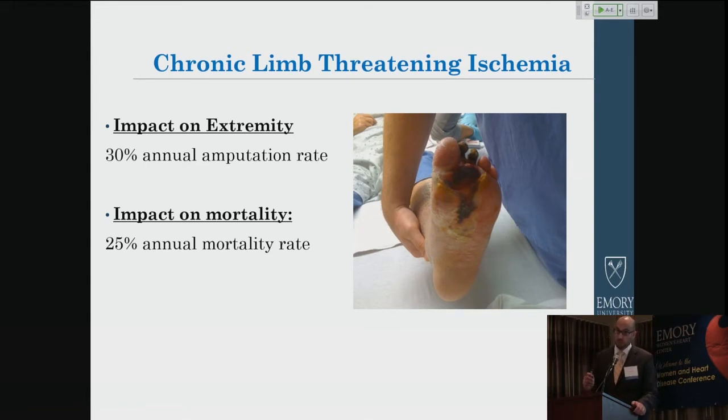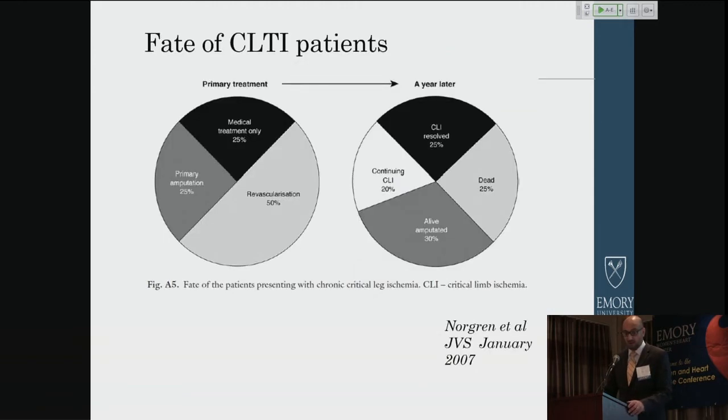There is a significant impact on the extremity, actually a 30% annual amputation rate in those patients. So those patients need to be treated urgently with revascularization to improve their limb outcomes, and there is also a very significant impact on mortality. A quarter of these patients will die within a year if untreated. So there's a significant impact here as we focus on treatment for limb outcomes as well as life outcomes.